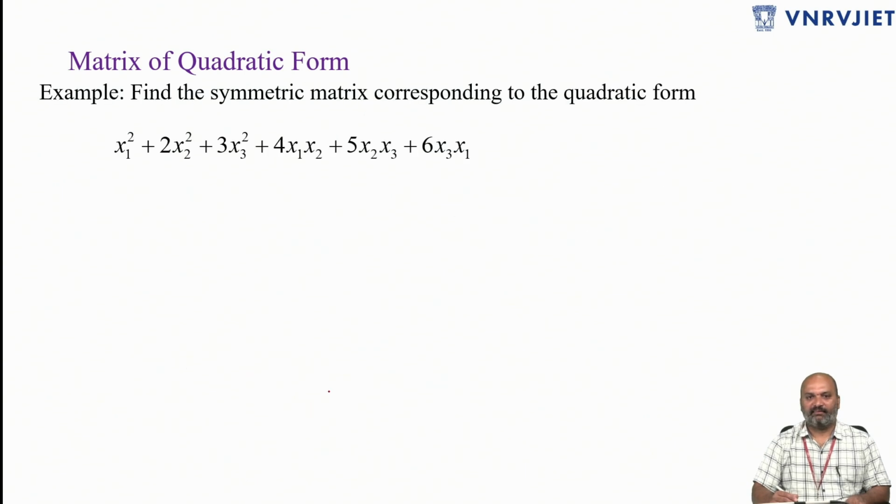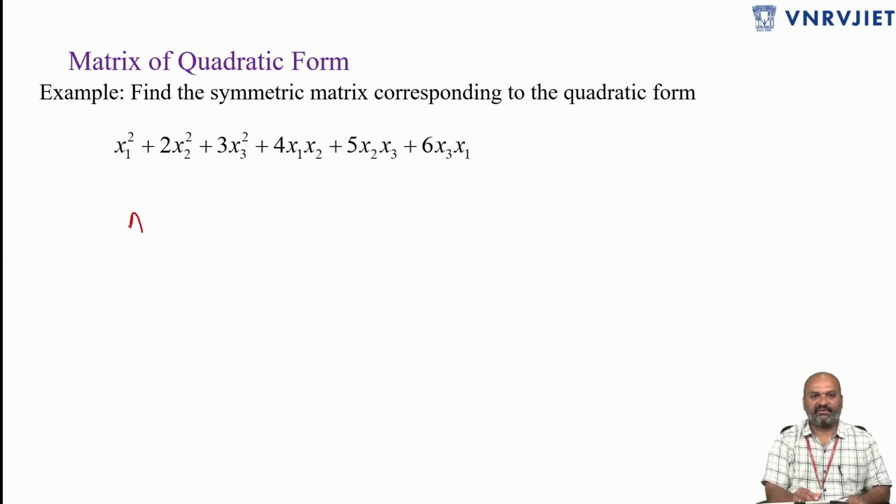Okay, now let's see one more example. How many variables are involved here? Observe here, 3 variables, x1, x2 and x3. The variables need not always be x, y, z. Sometimes it may be x1, x2, x3 or y1, y2, y3. So 3 variables involved. We are going to get a third order real symmetric matrix.